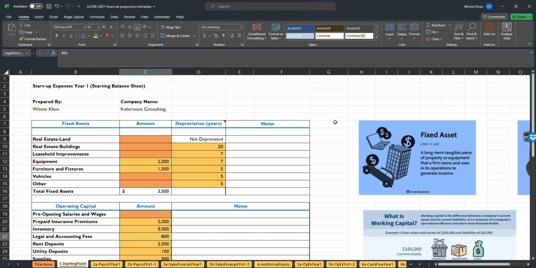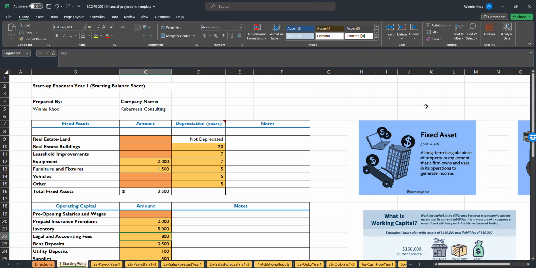So the first question would be, what is an asset? An asset really is anything of value owned by the business. There are different types of assets, and this section is the fixed assets. By definition, a fixed asset has to be a long-term asset. Long-term is at least 12 months or longer.